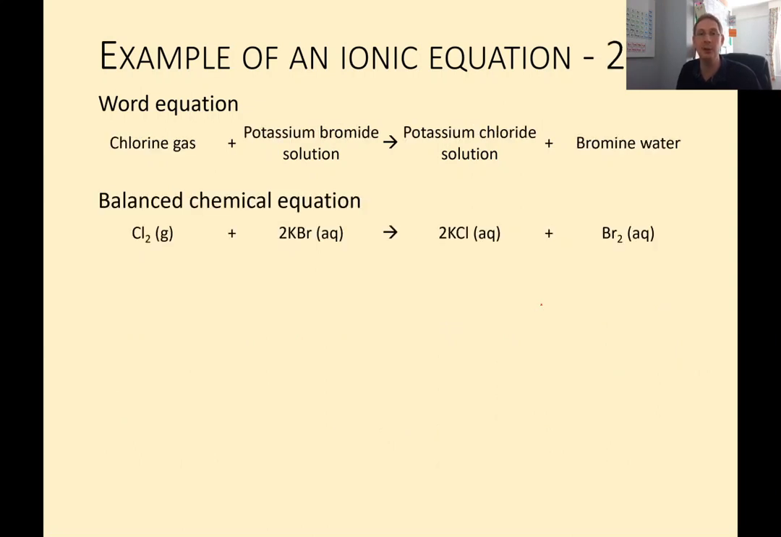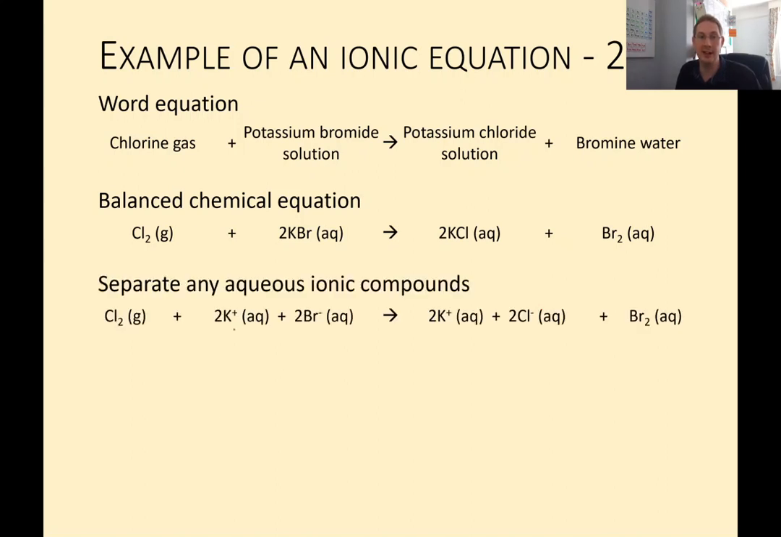Here's another example and the balanced chemical equation. So have a think, what do we split up? Well, we don't split up the chlorine, that's covalent. We don't split up the bromine, that is a covalent molecule. Even though it's dissolved in water, it is a bromine molecule, Br2. That describes exactly what the thing looks like. But the potassium bromide and the potassium chloride are split up. They are different things, so they can be split up.